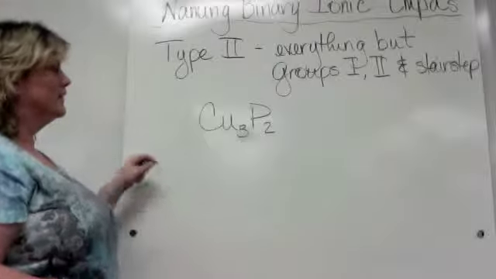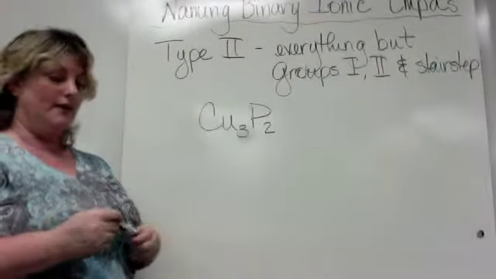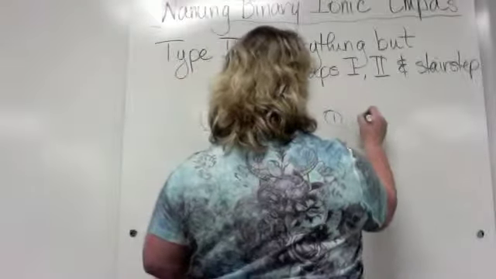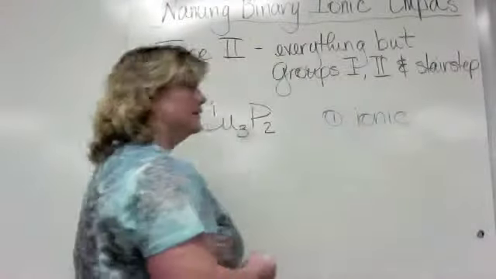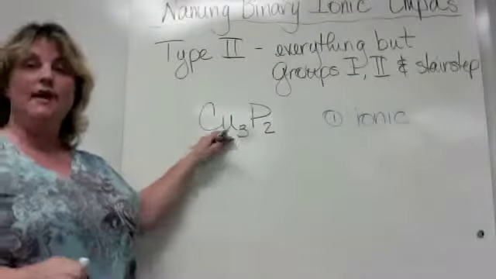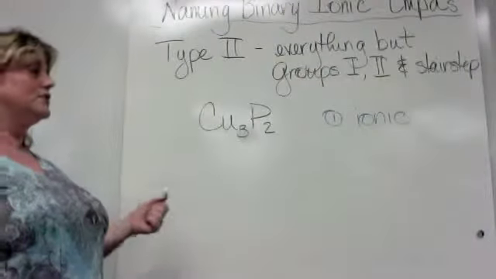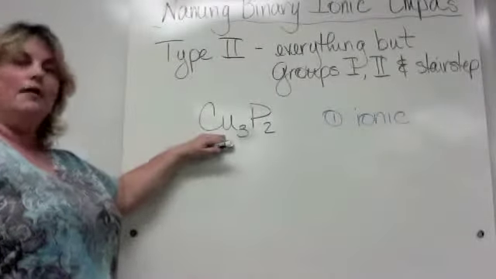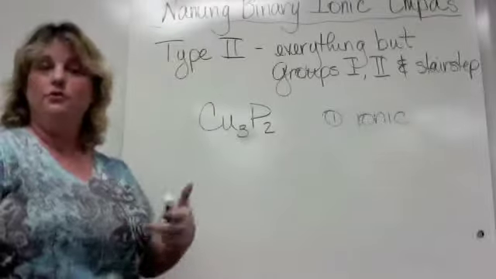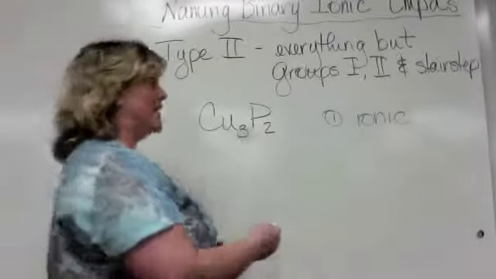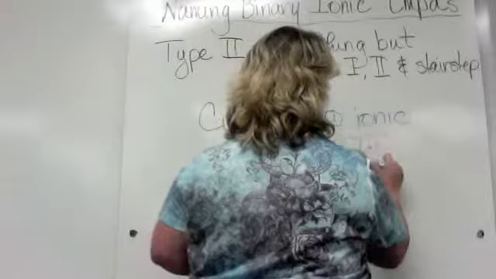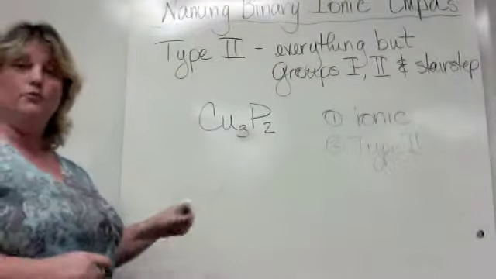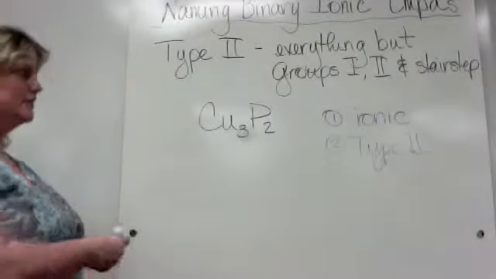Cu3P2. Question number 1. Is it ionic or covalent? Because copper is a metal, it's ionic. Question number 2. Does it contain a type 1 or a type 2 metal? Well, copper is not in group 1, 2, or the stair step. It's a type 2 metal. That means we need Roman numerals in the name of this compound.